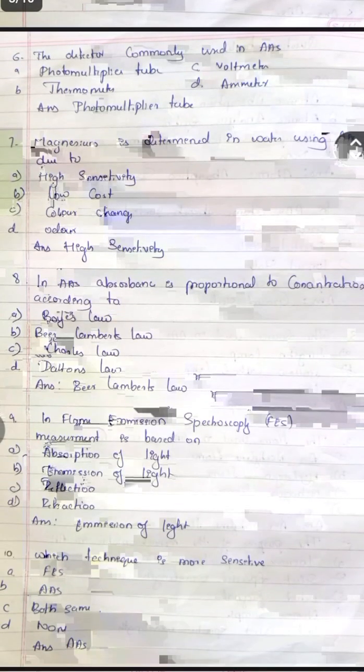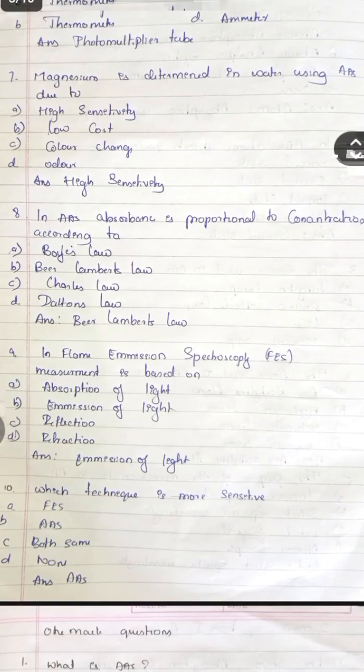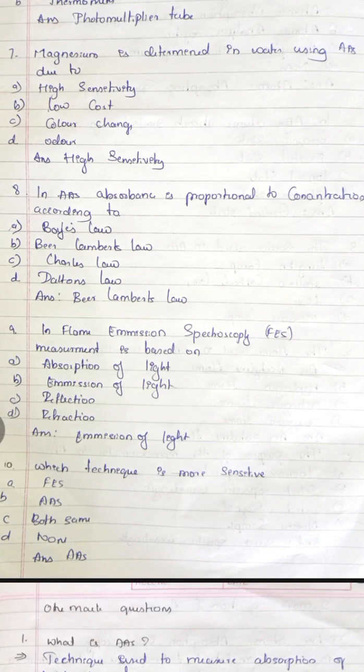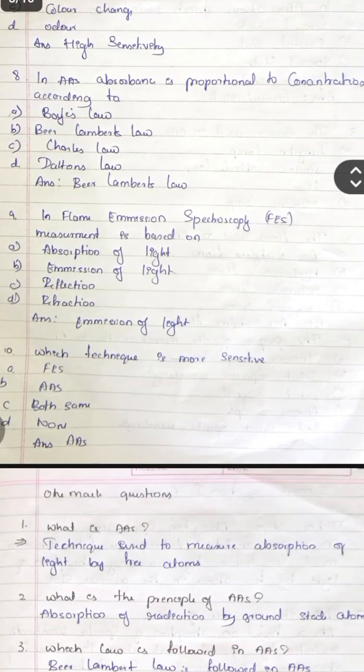Sixth, the detector commonly used in AAS: Option A, photomultiplier tube. Option B, thermometer. Option C, voltmeter. Option D, emitter. Answer is photomultiplier tube. 7. Magnesium is determined in water using AAS due to Option A, high sensitivity. B, low cost. C, color change. D, odor. Answer is high sensitivity.